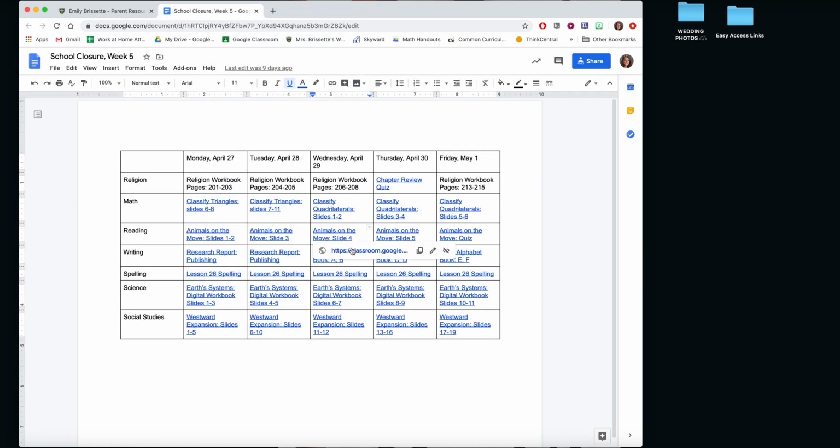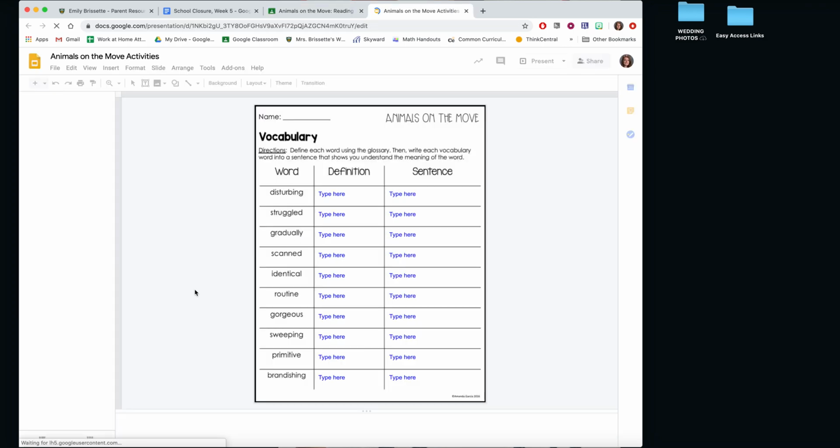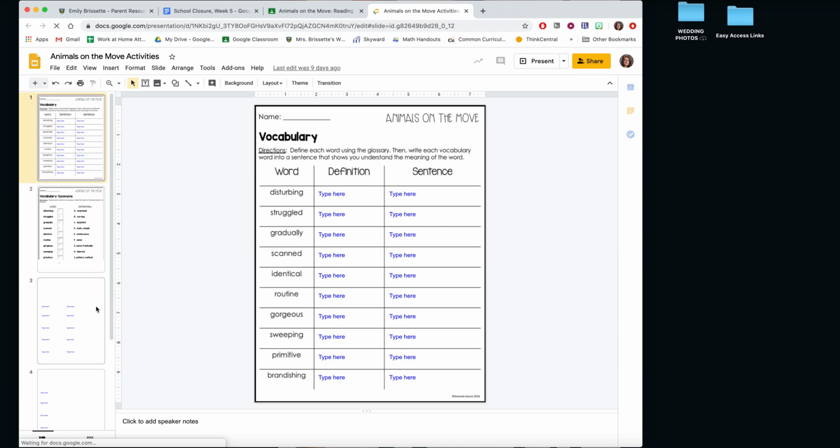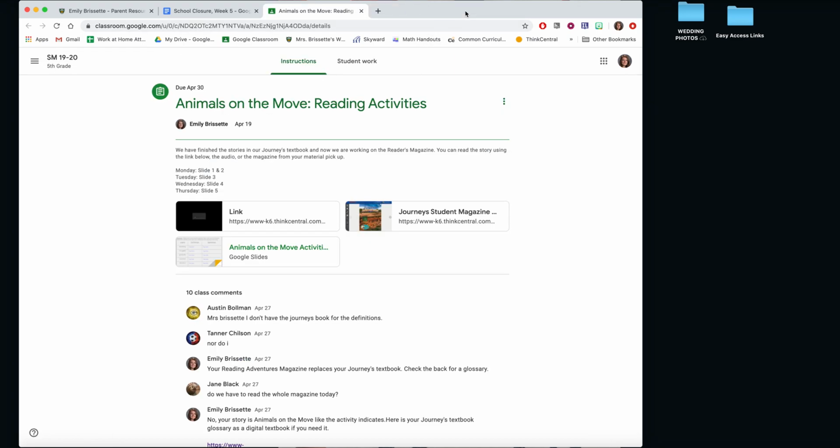For reading, you'll be working on Animals on the Move. We're on slide 4 today. So you're starting the text questions. You have 5 to complete. Please use complete sentences so you show your comprehension.